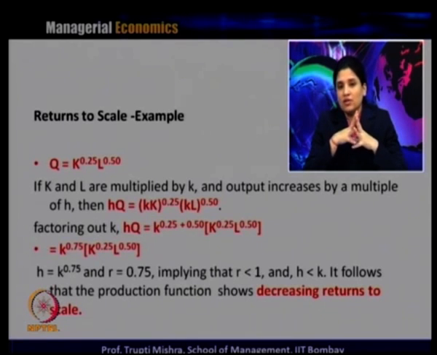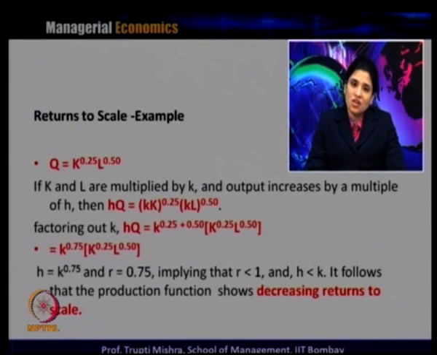Initially, the production function is K to the power 0.25 and L to the power 0.5. In order to understand the scale relationship, we have changed the input proportion by the amount k, which leads to a change in the output proportion by h. If you simplify this, the k has been factored out, k to the power of 0.75, and here h is equal to k to the power of 0.75.